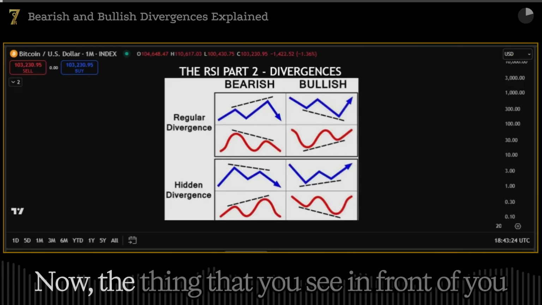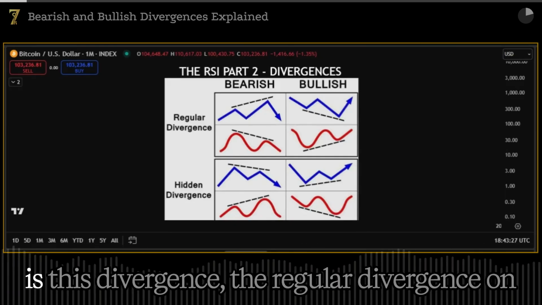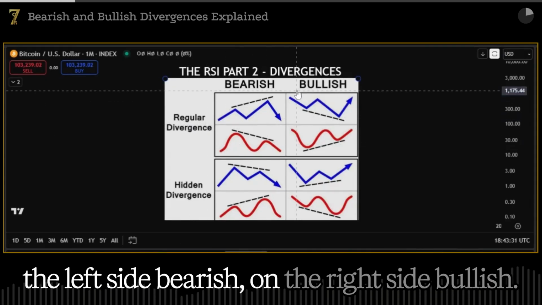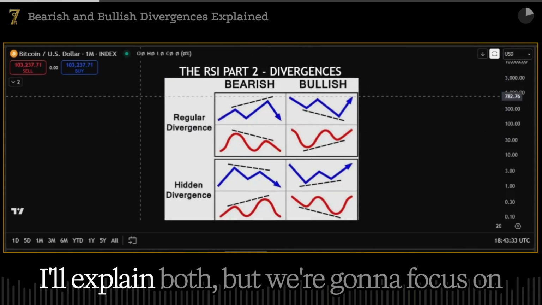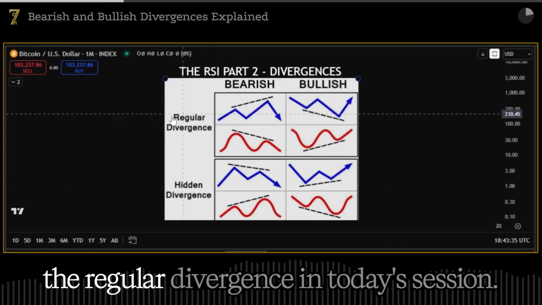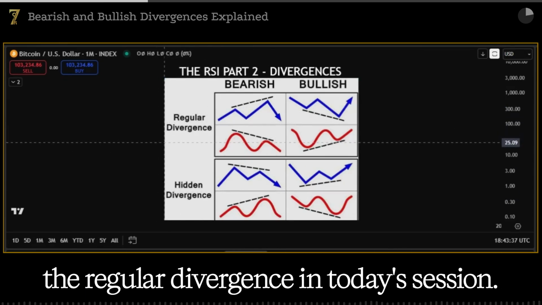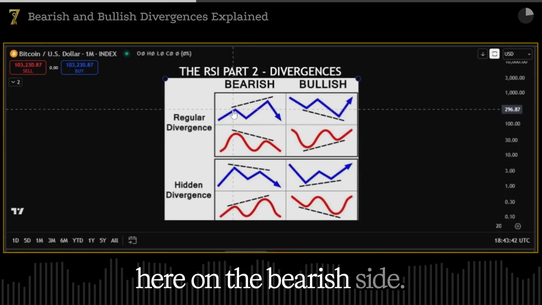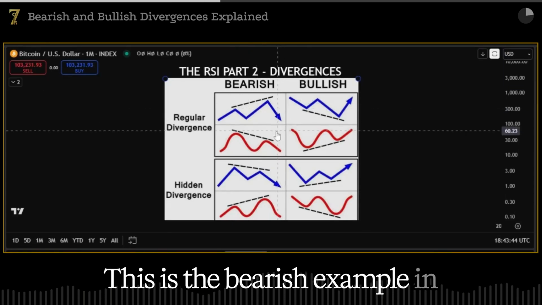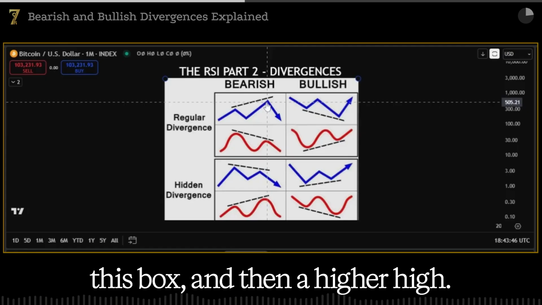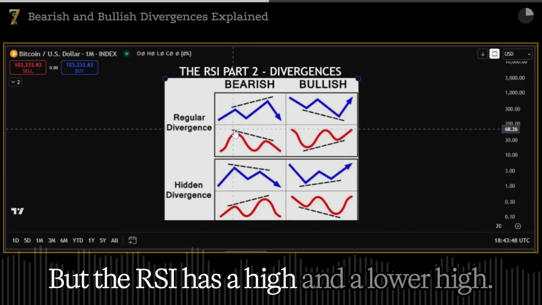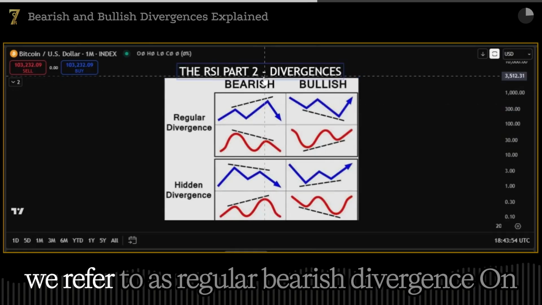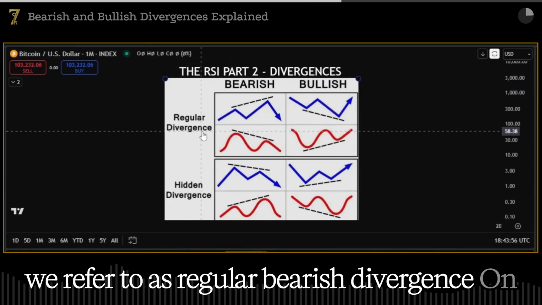Now, the thing that you see in front of you is this divergence, the regular divergence, on the left side bearish, on the right side bullish. I'll explain both, but we're going to focus on the regular divergence in today's session. Above is price. Note that we have a high here on the bearish side. This is the bearish example in this box, and then a higher high, but the RSI has a high and a lower high. Whenever you see the two diverge, that is what we refer to as regular bearish divergence.